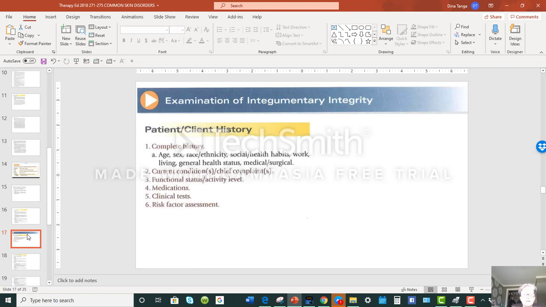Examination of integrity. Now this might be a little bit more interesting. Okay, let's get some ice.